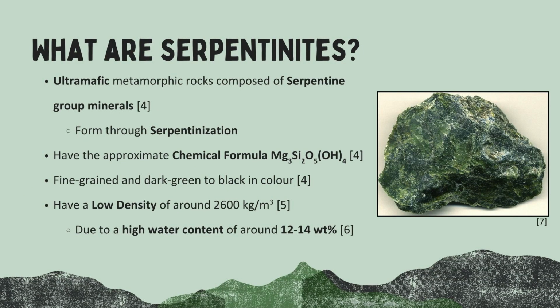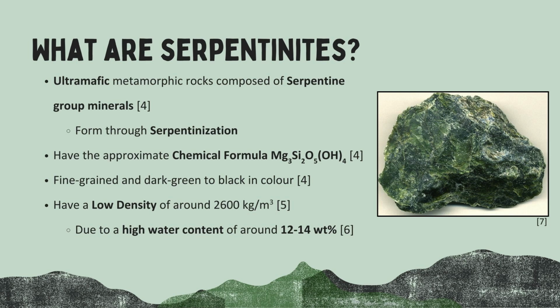First, let's start by defining what serpentinite rocks actually are. Serpentinite rocks are ultramafic metamorphic rocks that are mainly composed of Mg-rich serpentine group minerals. These rocks form through a hydrothermal metamorphic process called serpentinization, which I will elaborate on in the upcoming slides. Serpentinite rocks have the approximate chemical formula Mg3Si2O5(OH)4. However, this is subject to variation depending on the dominant present serpentine mineral and the surrounding environment of formation.